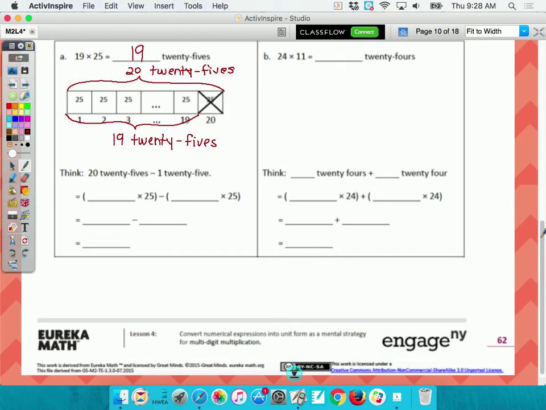Okay, now they filled in some of the thinking for us, didn't they? That's nice. What are we supposed to think? 20 25s minus 1 25. And did they already write it for us? Yes. Okay, so now we just have to change it to standard form. Turn the words into numbers. So the first blank is what? 20. And the second blank is? 1. Now I noticed they crossed one off. That's because 19 is less than 20. We're using 20 to do it in our head, so we have to subtract.